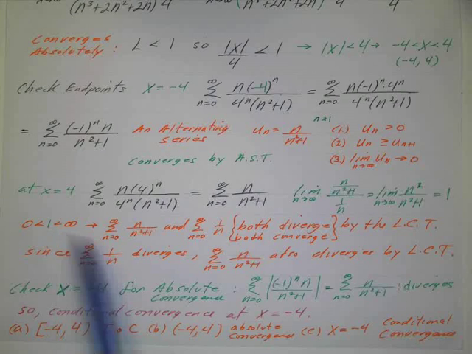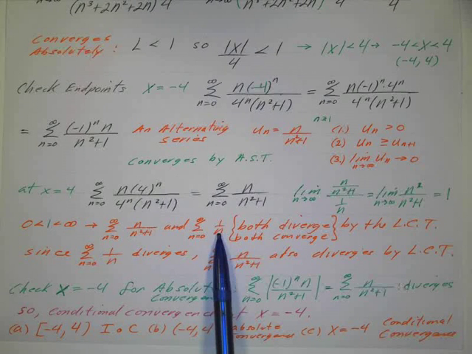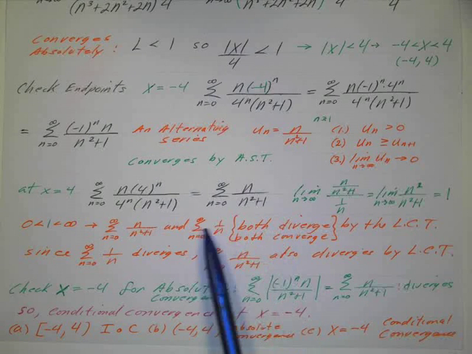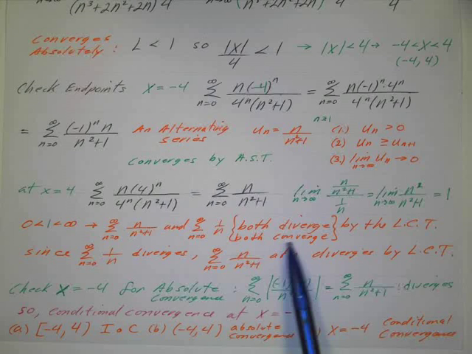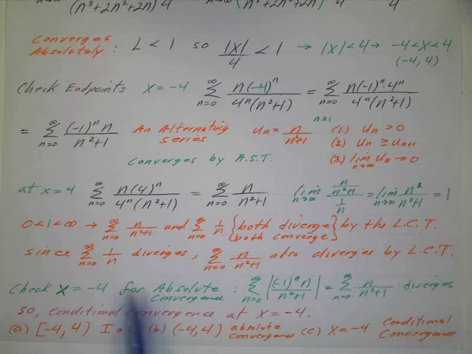So since 1 is in the interval 0 to infinity, that means that both the series I started with and my comparison series, 1 over n, either both diverge or both converge. They both behave the same. If one converges, the other one converges. If one diverges, the other one diverges, and that's by the limit comparison theorem.